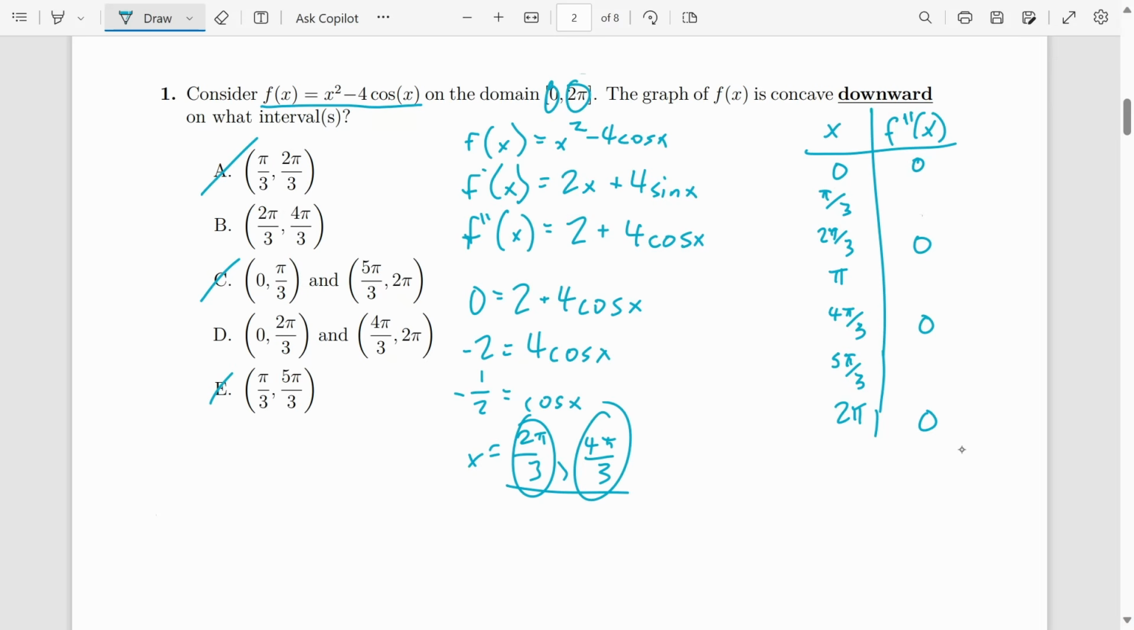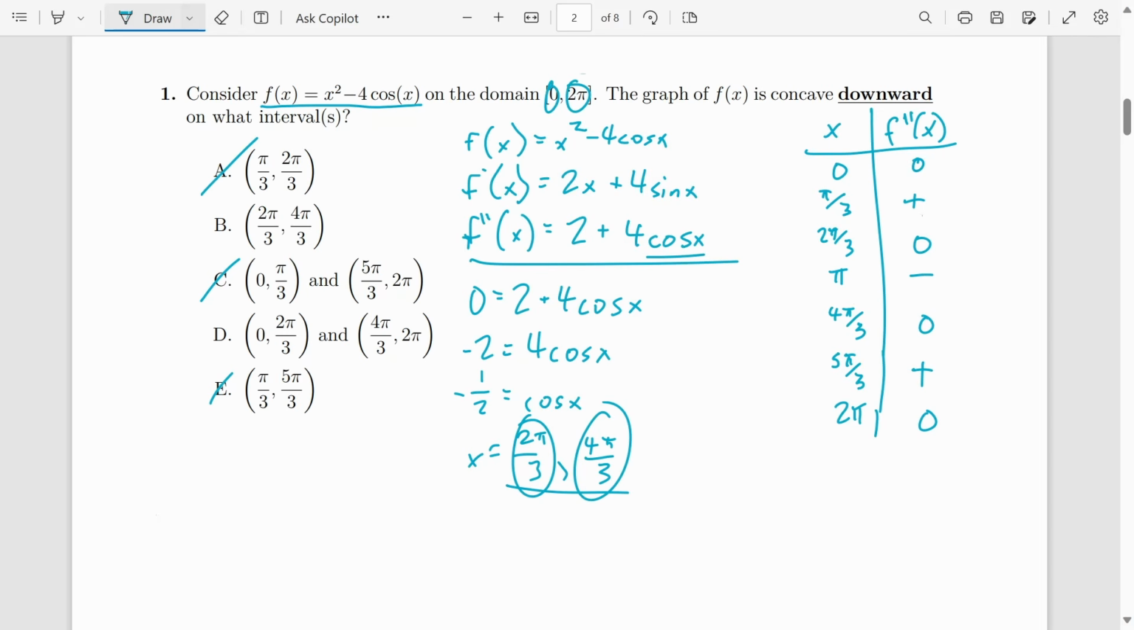And now for the intermediary ones, so pi over 3, plugging that in, cosine of pi over 3 is going to be 1/2. Half times 4 is 2. 2 plus 2 is 4. That's positive. Doing pi now, cosine of pi is -1. -1 times 4 is -4. -4 plus 2 is -2, so that is negative. And then finally 5 pi over 3. So cosine of 5 pi over 3 is also 1/2, and that's just going to result in the same answer as pi over 3. That's going to be positive.